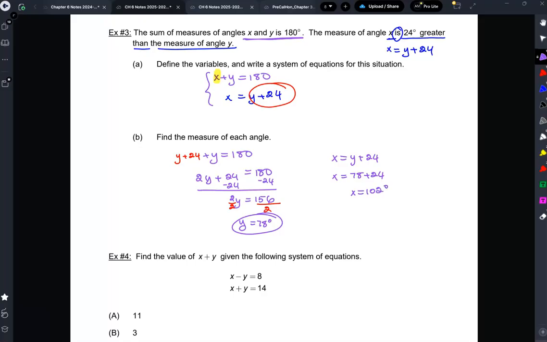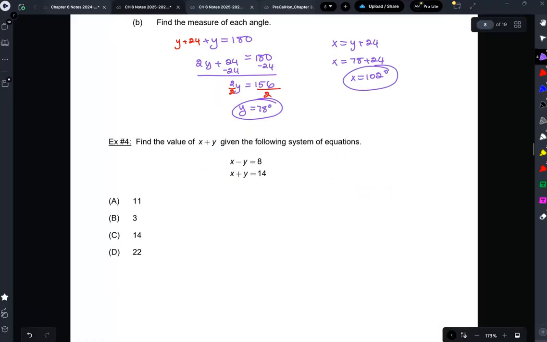102. Now, in this case, it's saying to find the measure of each angle. These are different angles. This is not a system of equations with a coordinate. So you just leave it like this. Okay? All right, let's do this one, and then I'm going to briefly tell you guys something.